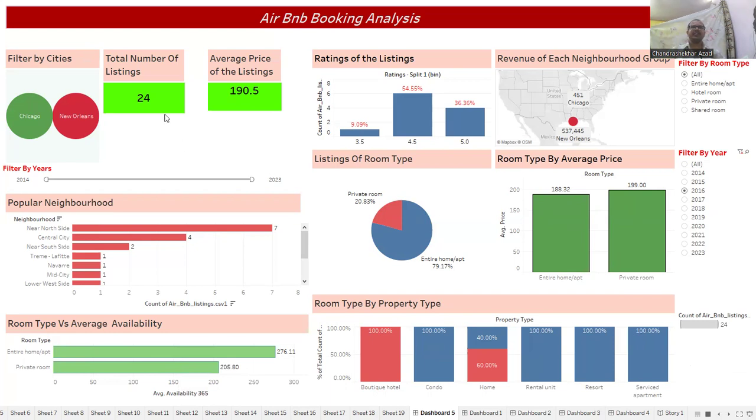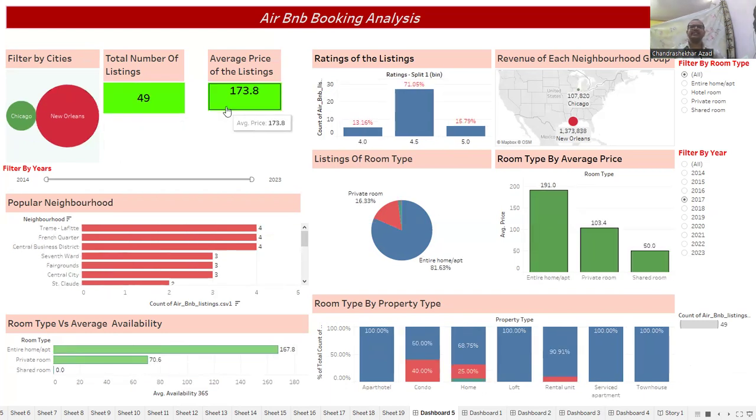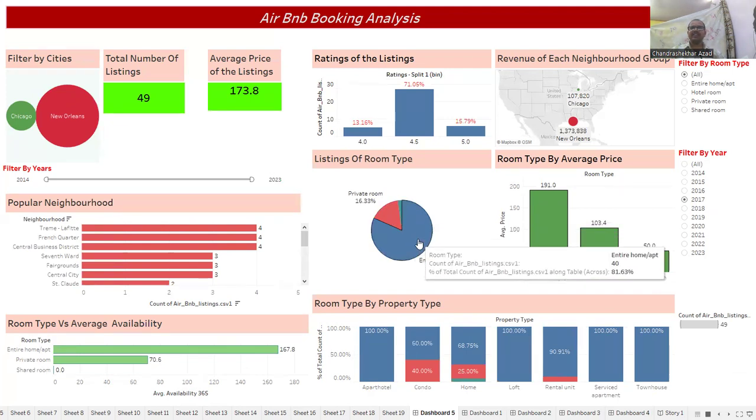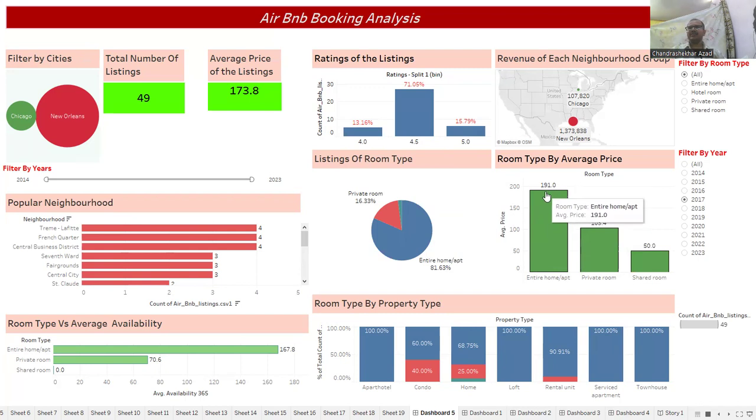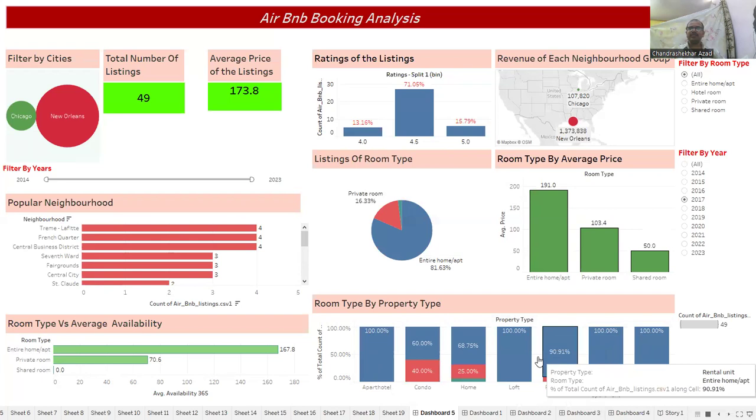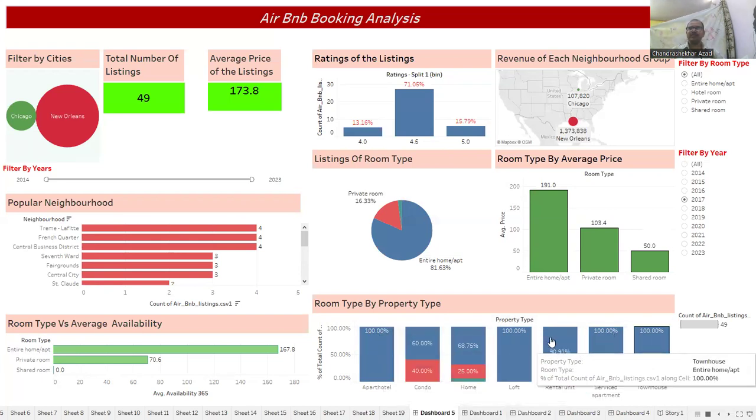In 2017, the total number of listings is 49 and the average price is 173. The average price decreases in this year. Private rooms contribute about 16% and entire home apartment contributes 81%, and a few percent, that is 2%, are shared rooms. The average price of the entire home apartment is the highest, that is 191, private rooms have an average price of 103, and shared rooms have an average price of 50. The occupancy rate decreases, private rooms have the highest occupancy rate, while entire home apartment has a lower occupancy rate. Most of the property types are either private rooms or shared rooms. Most of the revenue comes from New Orleans city.